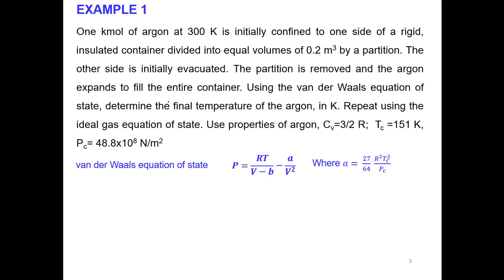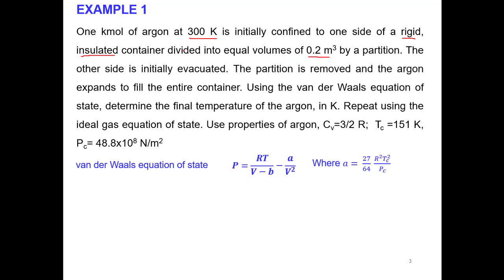Let's see the first example. Now consider 1 kilomole of argon gas available at, let's say, 300 Kelvin, initially confined to one side of a rigid insulated container divided into equal volumes of 0.2 cubic meter by a partition. The other side is initially evacuated, the partition is removed, and the argon expands to fill the entire container.